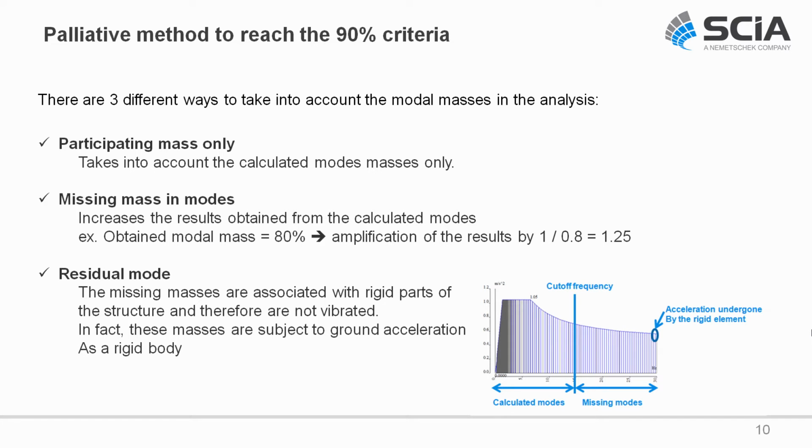The residual mode. The missing masses are associated with rigid parts of the structure and therefore do not vibrate. In fact, these masses are subject to ground acceleration as a rigid body. The residual mode method installs the missing mass as a weight. The result of this load case is handled as an extra mode.